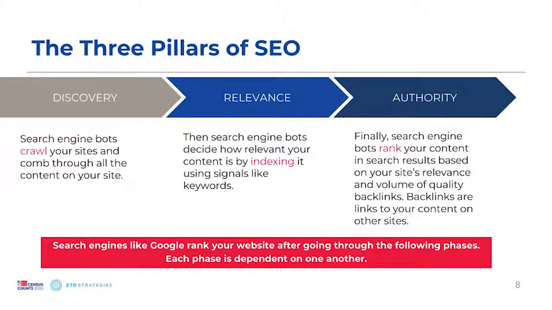like keywords. Search engine bots are constantly analyzing your content to establish semantics, so they know how to organize and bucket it with other content online. Finally, search engine bots rank your content based on your site's relevance and your volume of quality backlinks. Backlinks are links to your content on other sites. We'll go over what makes the content credible later.